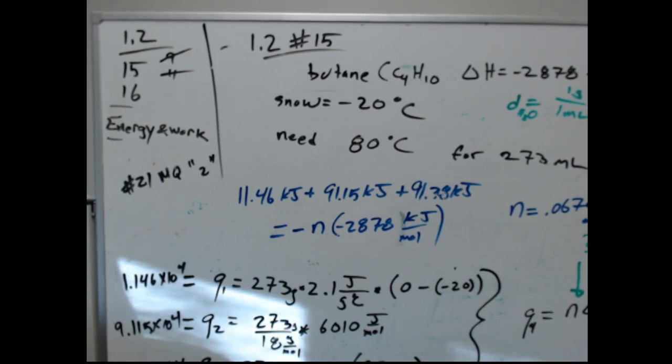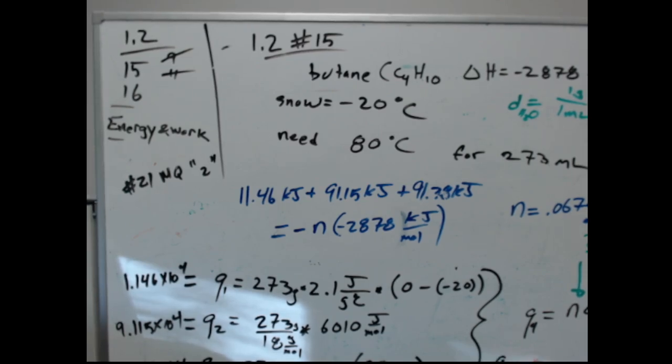Questions about this one? Or are we ready to check out number 16? Question. For that one, for the negative n, was that coming from the negative Q surrounding? Yeah, so I call it Q in, Q out in my class, just because I think about it in terms of energy flow. So I do Q in equals negative Q out, and you could also think of it as Q system equals negative Q surroundings. Yeah. Okay, that makes sense.